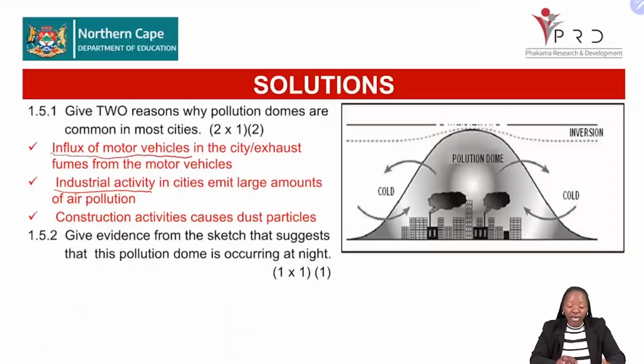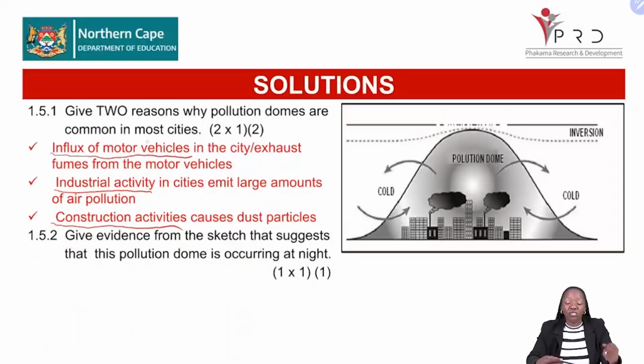Then we're also looking at the construction activities. Remember, there are more construction activities in the cities. They could be constructing buildings, they could be constructing roads. So those dust particles also become a factor in the pollution dome. So these are the reasons why there are more pollution domes in the cities. They are most common in the cities because of the activities that are being done.